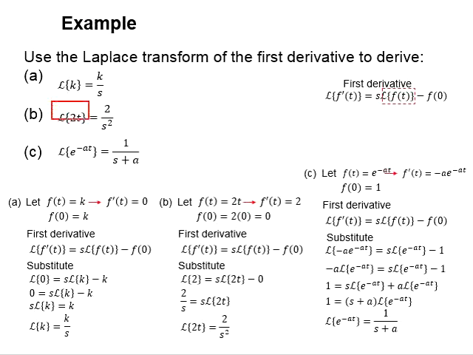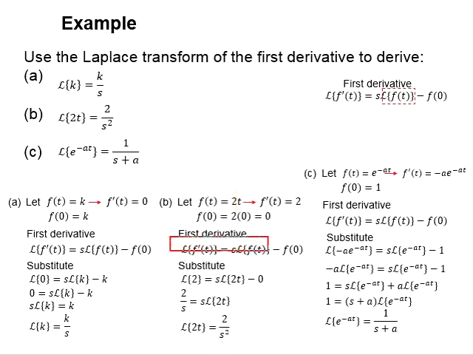For the second example, you are asked to find the Laplace transform of this function, 2t. Therefore, you set f(t) equal to 2t. Differentiate f(t) with respect to t, you will get 2. F prime t equals 2. Substitute t equals 0, you will get 0 for f(0).